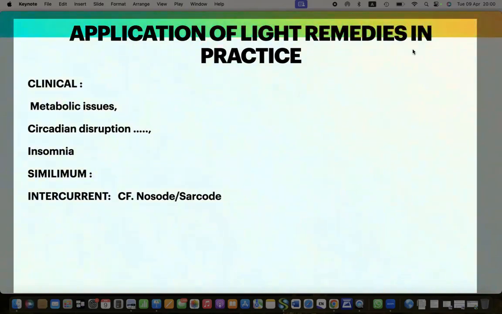Question: how to get back into the right rhythm. Circadian rhythm, which remedy? It would depend upon the case. It could be a sarcode as well. We need to look at that. I don't have much experience yet with melatonin. I don't know much about it, but I'd like to learn a bit more about it. I don't know if anyone else has seen it as a sarcode.